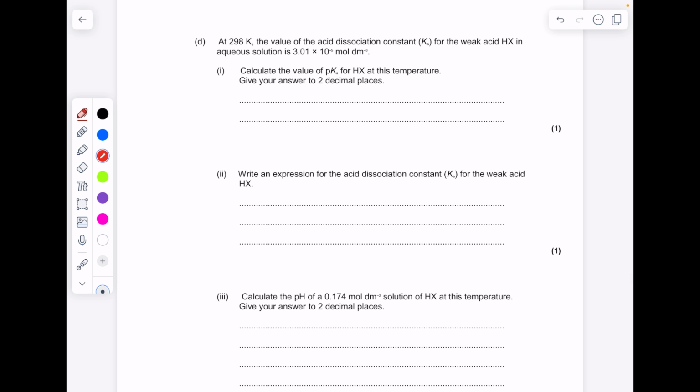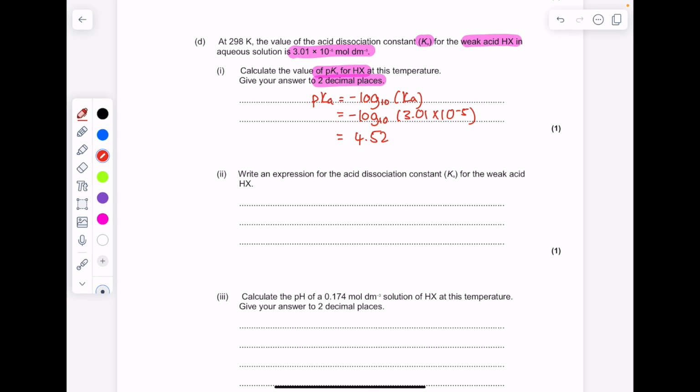At 298 Kelvin, the value of the acid dissociation constant for a weak acid is this value. Calculate the value of pKa for the weak acid at this temperature. So pKa is the same as minus log to the base 10 of Ka. So to 2 dp as the question specifies, it's 4.52.